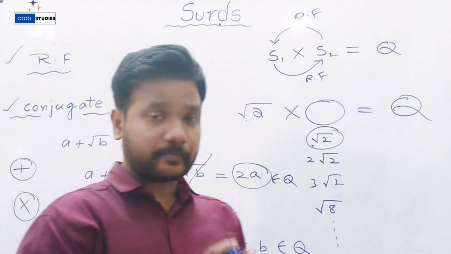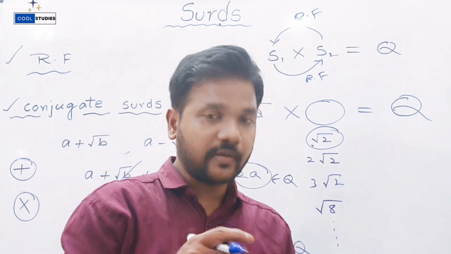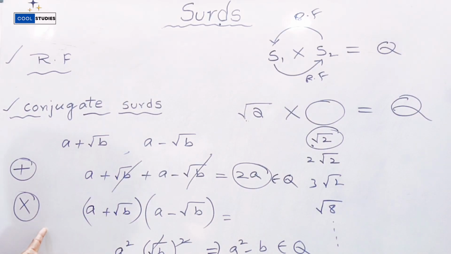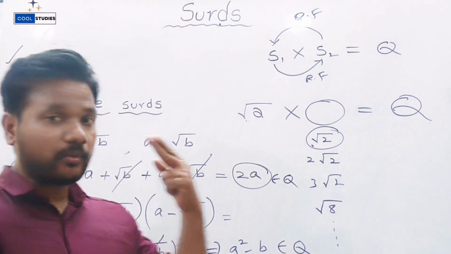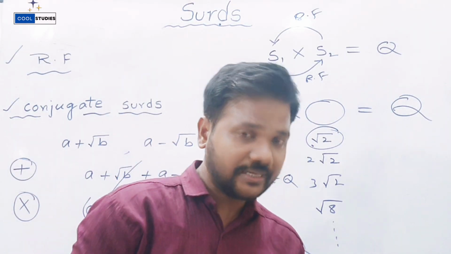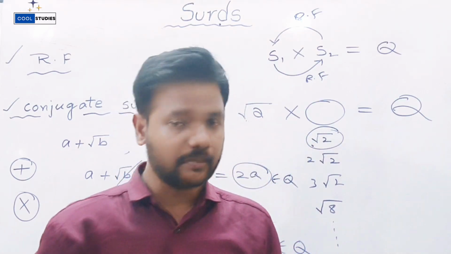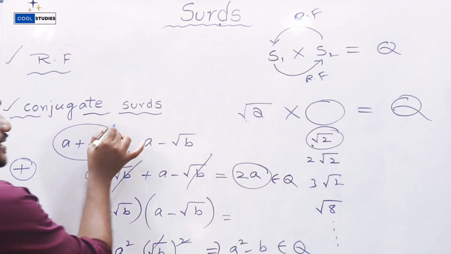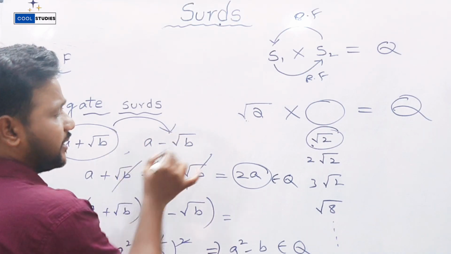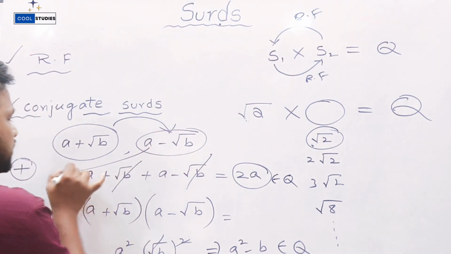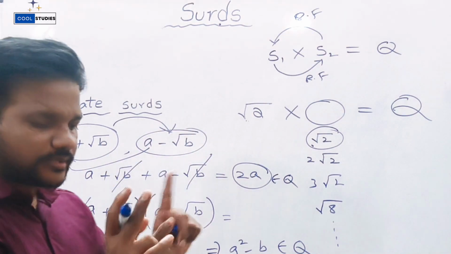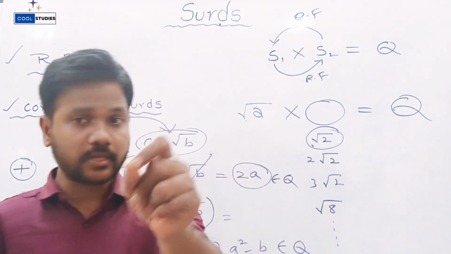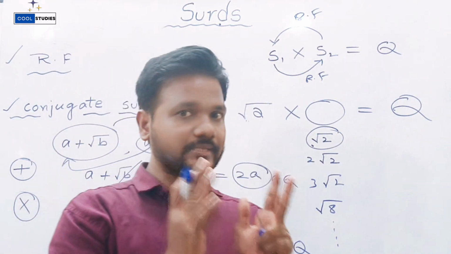Once again, there are two surds here and we applied two operations. One is addition, the second is multiplication. Both results are rational numbers. Then we can say that the first surd is a conjugate to the second, and the second is conjugate to the first. The two surds are conjugate to each other. I hope you understand that.